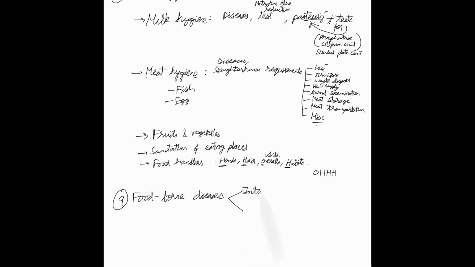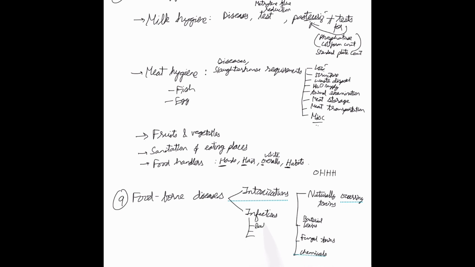Then food-borne diseases can be categorized into intoxications due to naturally occurring toxins like lathyrism, epidemic dropsy, endemic ascites, then bacterial toxins, fungal toxins like aflatoxins and ergots, and chemicals. Then we have infections which can be bacterial, viral, or parasitic.